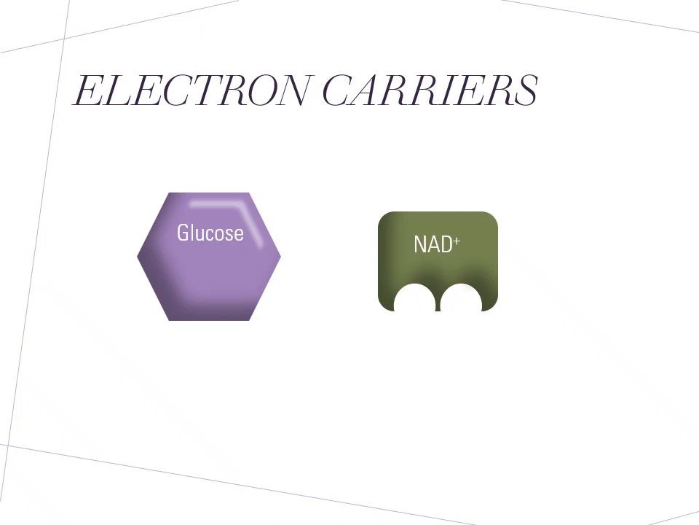You can think of this molecule as kind of a box for electrons, with NAD+ being an empty box and NADH being a full box with 2 electrons in it. If we take 2 of the electrons from our glucose, we can hand them off to NAD+, making glucose our reducing agent and NAD+ our oxidizing agent.